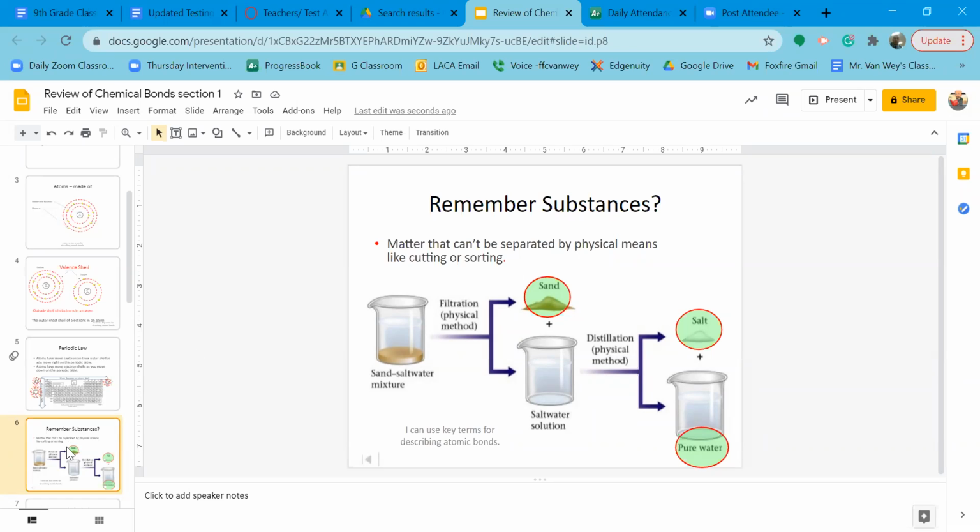We're going to talk a lot about compounds, how elements come together to form compounds. And compounds are things that you can't sort out. You can't break them or filter them. You need chemistry to take them apart.